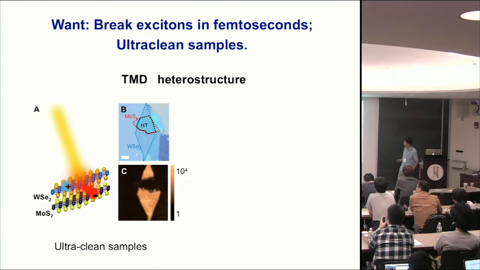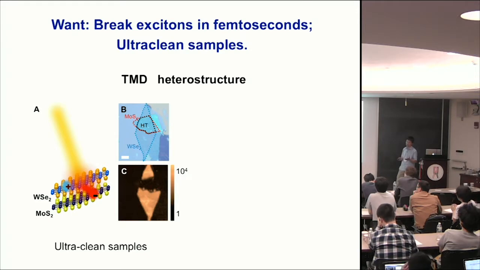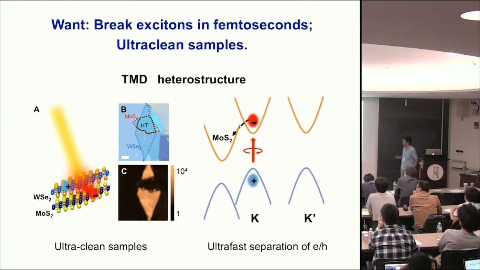So basically, you can create a heterostructure and encapsulate it in boron nitride, so the sample is of very high quality. What happens then is, if you use circularly polarized light, you can create an electron-hole pair in a single valley. And way before it can jump to the other valley, which happens in a few picoseconds, the electron and hole will actually separate in sub-100 femtoseconds.